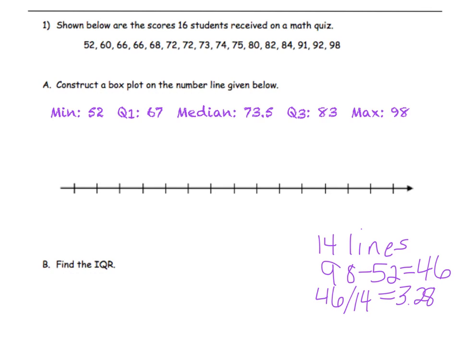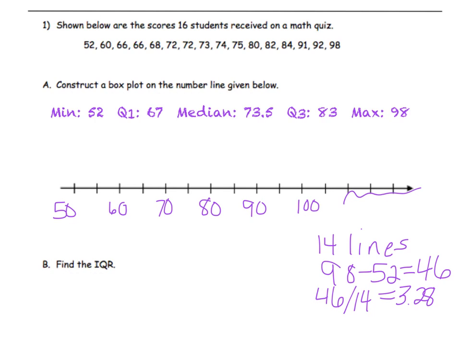Just kidding. We do not want to go up by 3.28. So we can't go by 1s, we can't go by 2s, but we can go by 5s. So let's do that, starting at 50. So the first line is 50. I'm not going to label 55. I'm going to label 60, skip 65, 70, and so on. 80, 90, 100. And I'm going to stop there. Now, we have these extra lines at the end here, but that's okay.